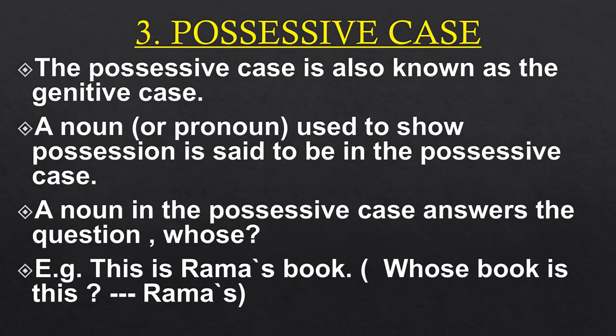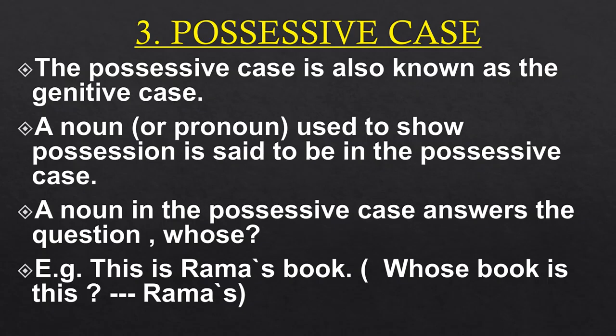So the third case is possessive case. The possessive case is also known as genitive case. Now the question arises, what is possessive case? A noun used to show possession is said to be in possessive case. Second, the noun in the possessive case answers the question whose.